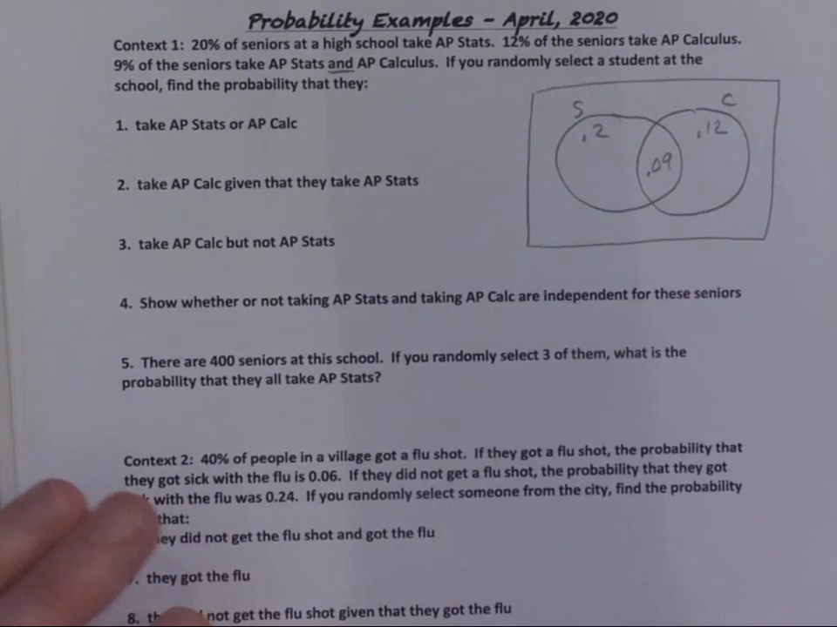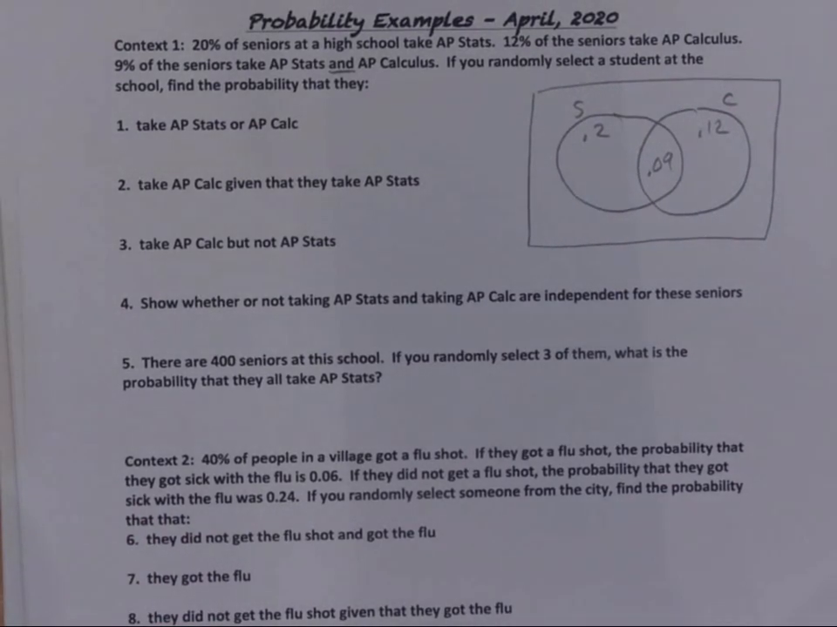If there was no overlap, then the two events would be disjoint, or what we call mutually exclusive. In other words, if there was nobody that's taken stats and calculus, mutually exclusive means if I told you someone takes stats, they cannot take calculus. But that's not the case here. We do have some overlap.